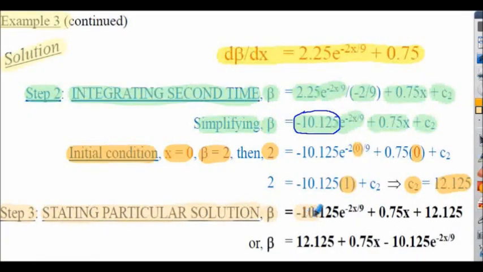So step 3, we can now state the particular solution for beta. It's negative 10.125 e to the negative 2x divided by 9 plus 0.75x plus the 12.125. What I've done on the final line is rearrange the terms so I have a positive value to begin with, so positive 12.125x, then plus my 0.75x, and then minus the 10.125 e to the negative 2x divided by 9.